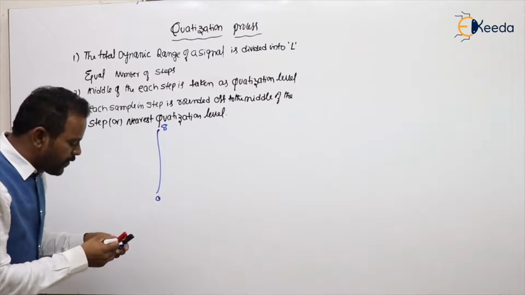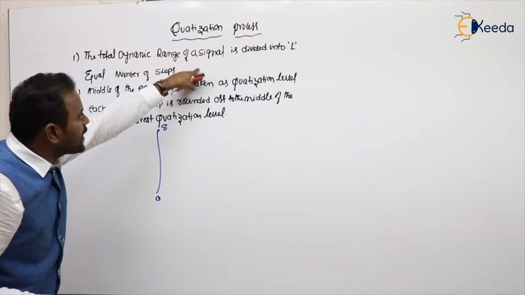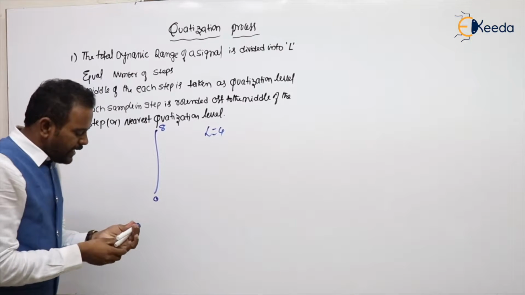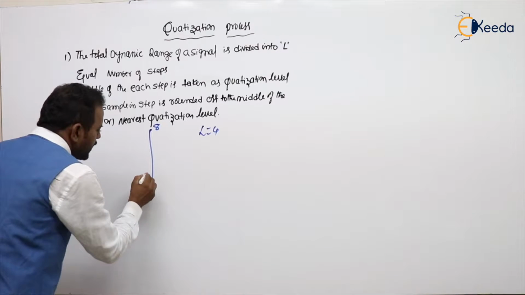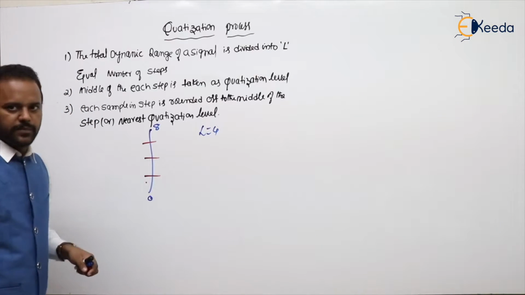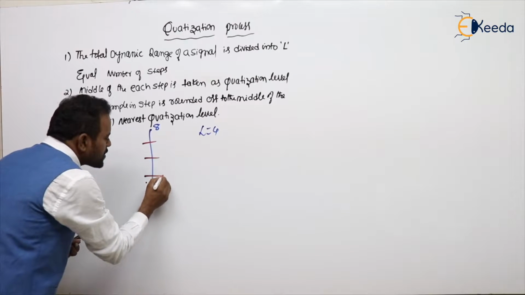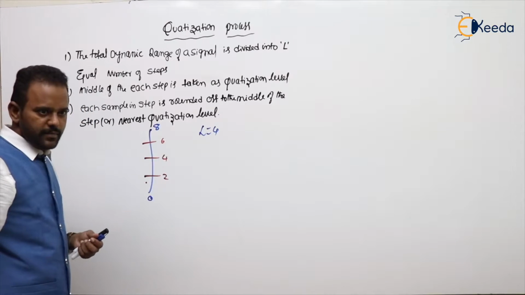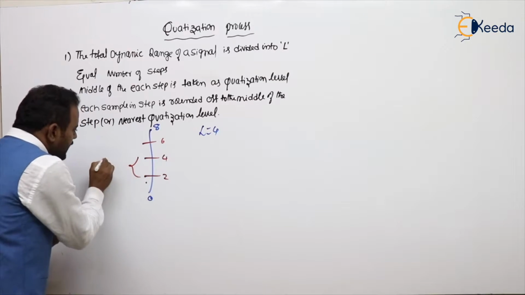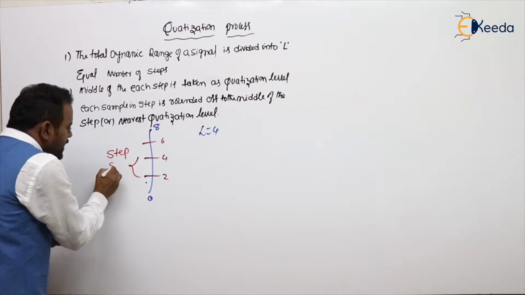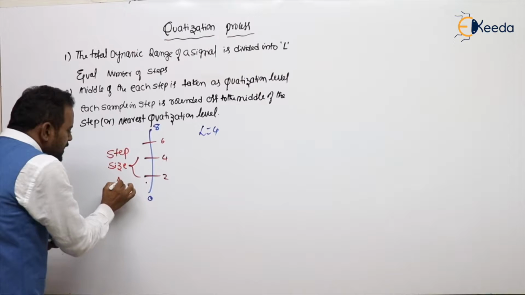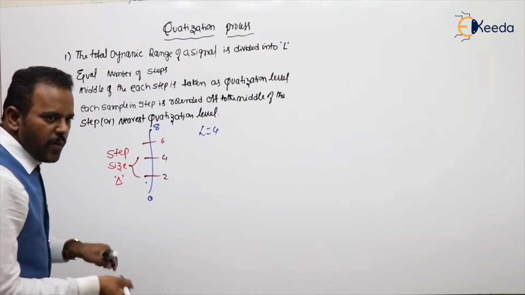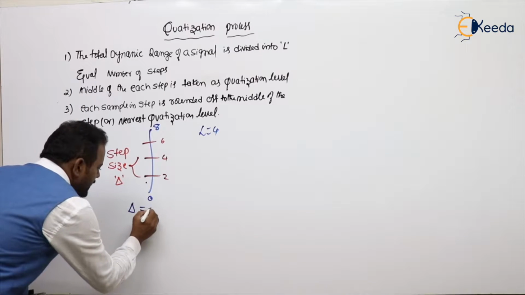The total dynamic range of a signal is divided into L equal number of steps. For example, L value is 4. Then the total dynamic range is divided into 4 equal steps. Then what is this value? Obviously 2. This is 4. This is 6. Here, the size of each step is called step size. Step size is denoted with delta. Can you say what the delta value is? Delta value is 2.